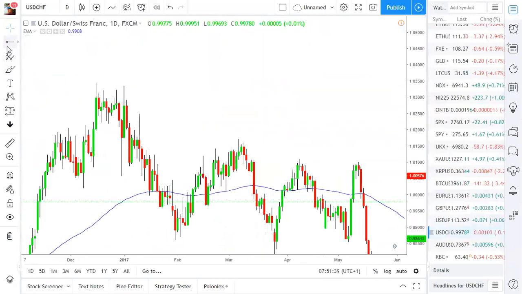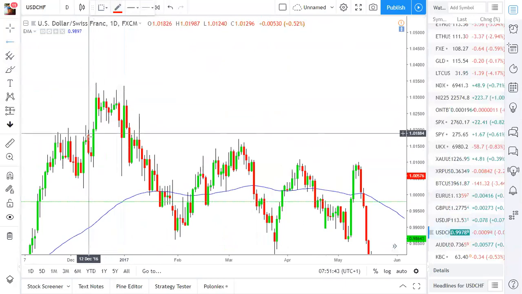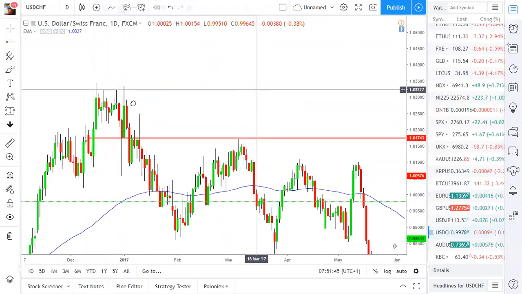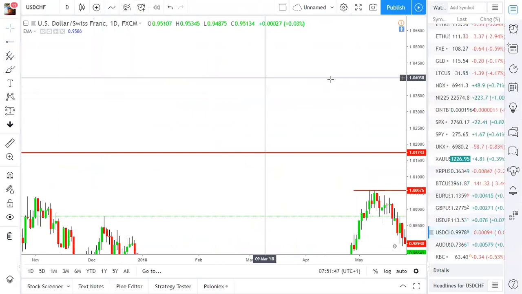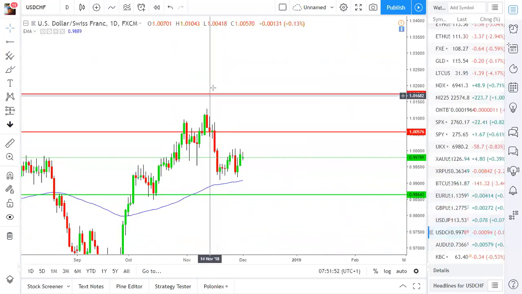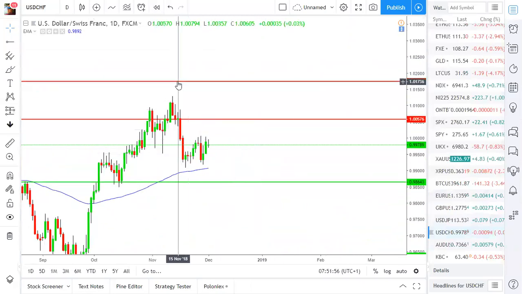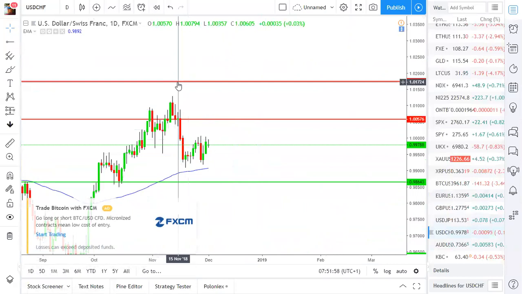This is a higher level right here that I can quickly see as well, round about there. Let's see how that lines up. Yeah, we can see it almost came to that level right there to test it as resistance, but we never really quite made it to that area.